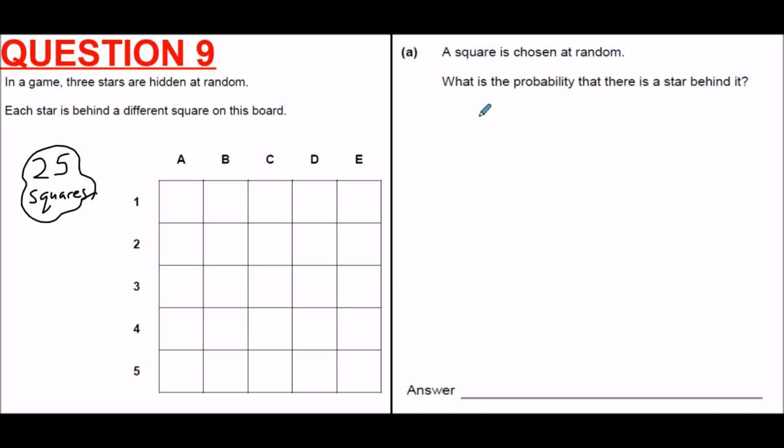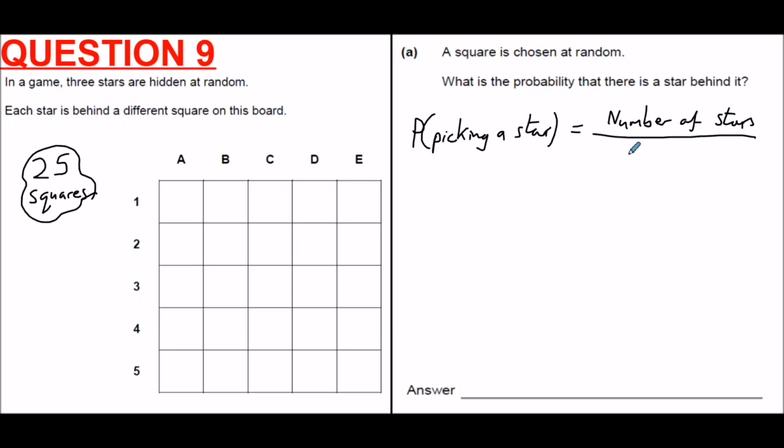So part A says a square is chosen at random, and we're asked what the probability is that there's a star behind it. And so the probability of picking a star is going to equal the number of ways we could do that, basically the number of stars there are. Picking a star can only happen if we pick one of the squares which has a star, so that's going to be the number of stars there are in total, divided by the total number of possible options we have if we pick a square at random. So that's going to be divided by the total number of squares.